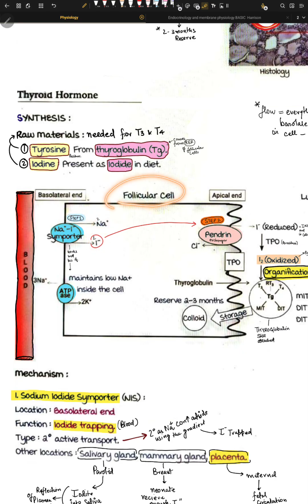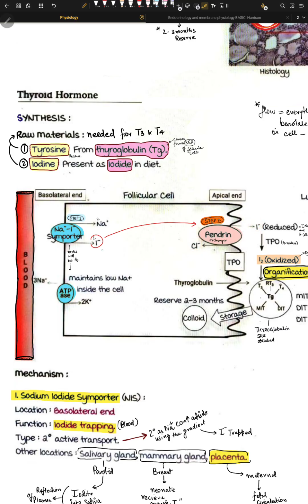Once step one is over, once the Na and iodide are already inside the follicular cell, this iodide travels to the pendrin porter, right? So this pendrin porter is actually an exchanger. It's an antiporter. What happens is that the flow of one element is this way and another element is this way. So this pendrin exchanger actually exchanges one molecule of chloride and one molecule of iodide, right?